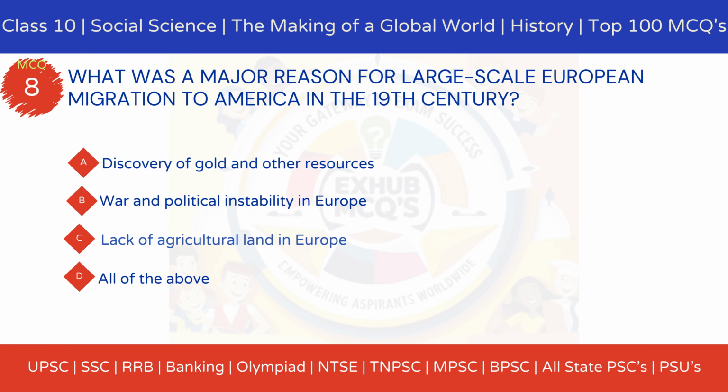MCQ 8. What was a major reason for large-scale European migration to America in the 19th century? Option A, discovery of gold and other resources. Option B, war and political instability in Europe. Option C, lack of agricultural land in Europe. Option D, all of the above.